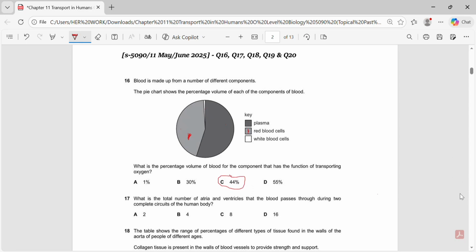The next question says, what is the total number of atria and ventricles that the blood passes through during 2 complete circuits of the human body? To answer this, we begin by recalling the structure of the human heart. The heart has 4 chambers, 2 atria and 2 ventricles.